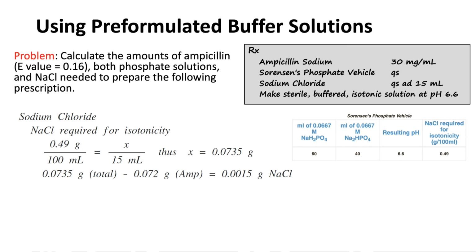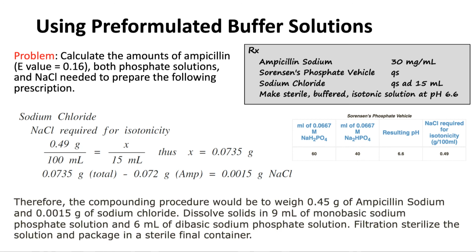So let's take that. From that, we need to subtract the amount of sodium chloride equivalent we're getting from our ampicillin. If you remember way back, that was the first question we answered: based off our concentration of ampicillin, the equivalent amount of sodium chloride the ampicillin will provide is 0.072. So if we subtract that, numerically our final answer is 0.0015 grams of sodium chloride. That's the additional sodium chloride we would need to add so that, combined with the ampicillin and the sodium phosphate buffer solution, it will make a total isotonic solution.